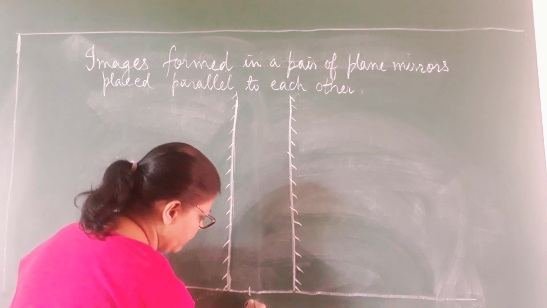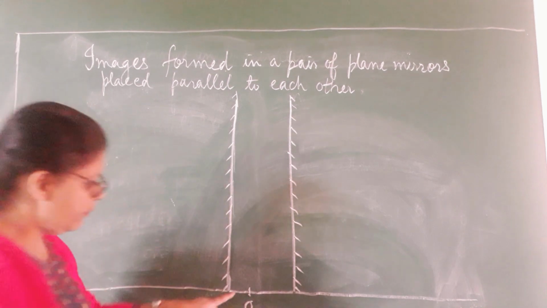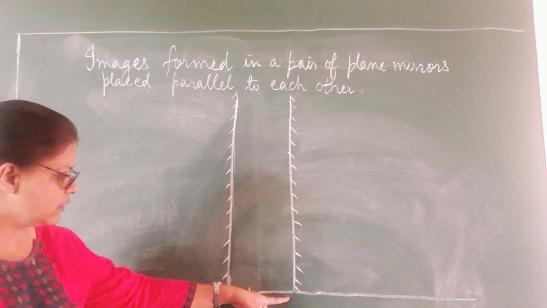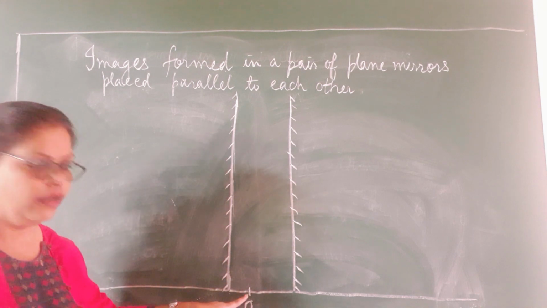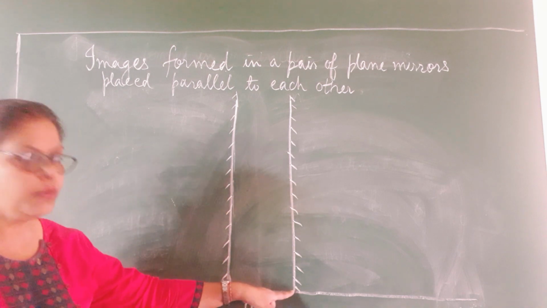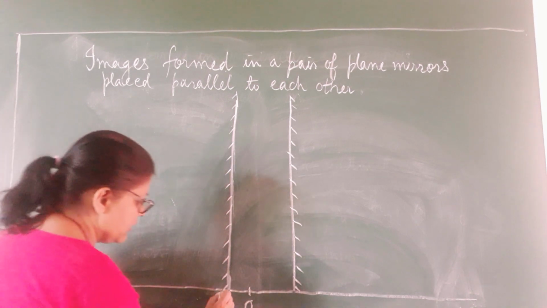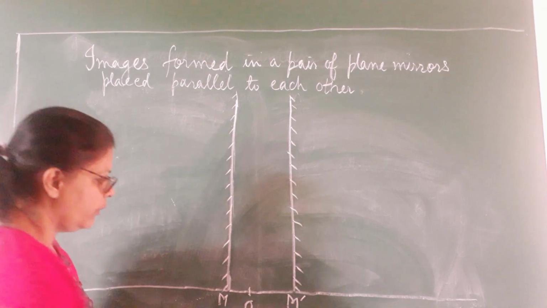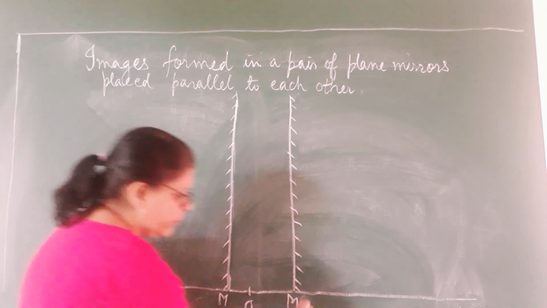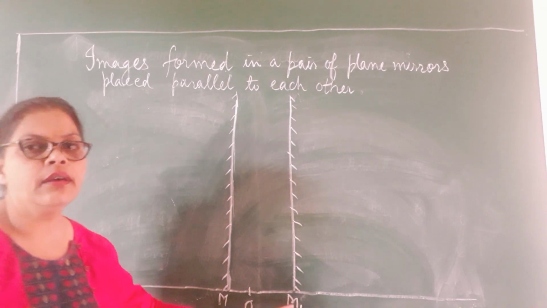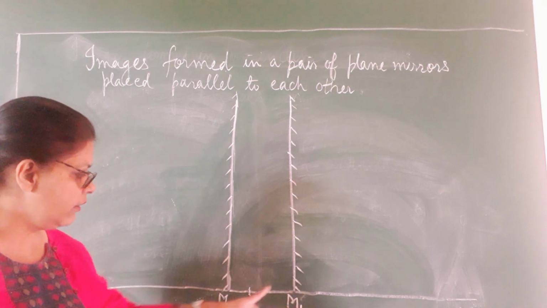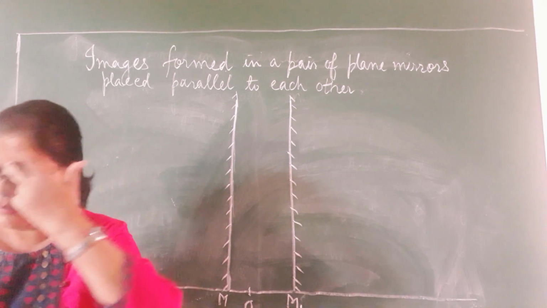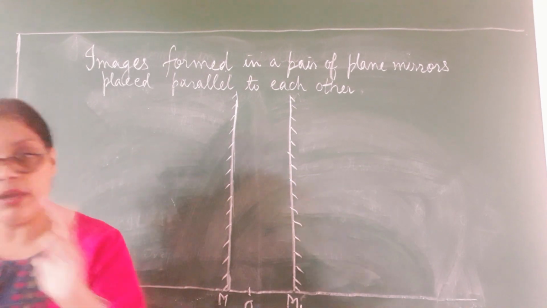I have taken the object O, and remember this object should not be exactly in the center. Suppose if this is 6 centimeters, you will not take it at 3. You will take it a little away from this particular mirror. Let us name it as M dash, or you can say it M1. This is mirror M and this is mirror M1. And I have taken the object a little far away from M1 and closer to M. Right? Did you understand? I hope you are following what I am saying.